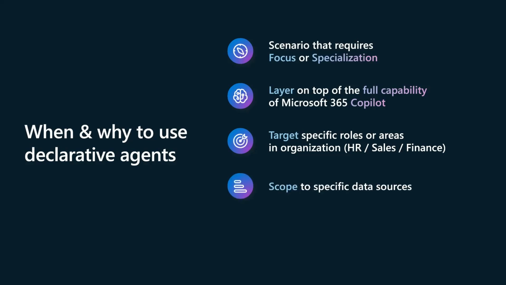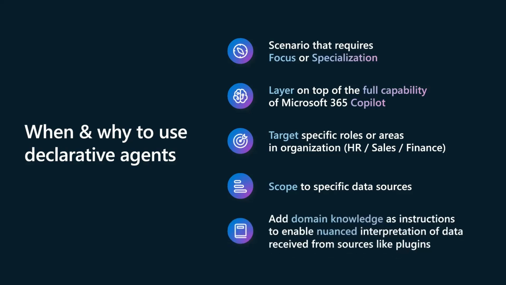The other one is to scope to specific data sources. As I said, if you go to Copilot today, unless you specifically provide a data source, it will look at the entire Microsoft Graph to find the relevant information. And sometimes you're like, I don't want that. I want just the answer from this specific file. That's where an agent would be beneficial. And also domain knowledge, to enable nuanced interpretation of data received from sources like plugins. In this case, the instructions that I provided at the agent level helped the agent give me the answers in the format that I want. So that's where you would use agents.